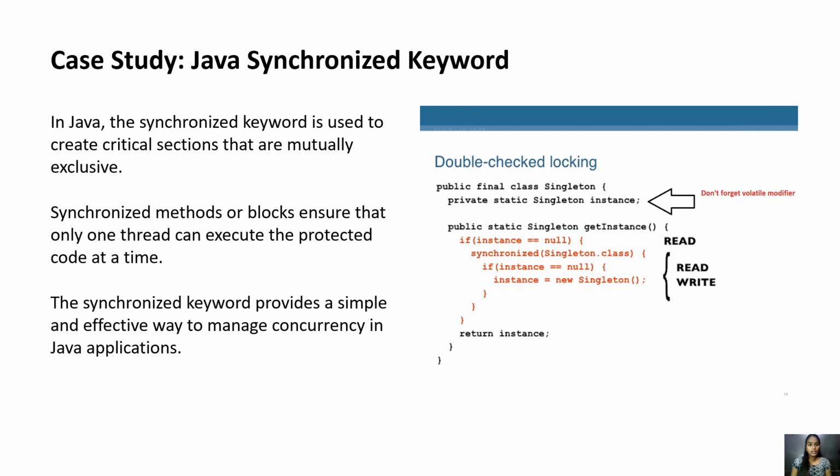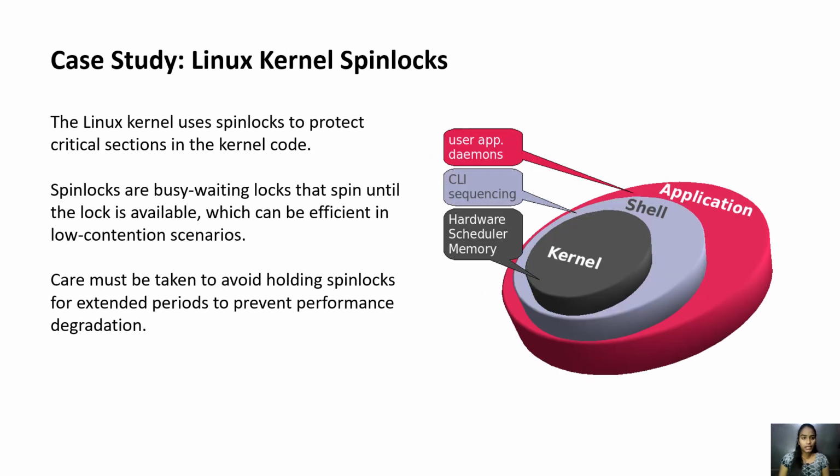Case study: the Java synchronized keyword. In Java, the synchronized keyword is used to create critical sections that are mutually exclusive. Synchronized methods or blocks ensure that only one thread can execute the protected code at a time. The synchronized keyword provides a simple and effective way to manage concurrency in Java applications.